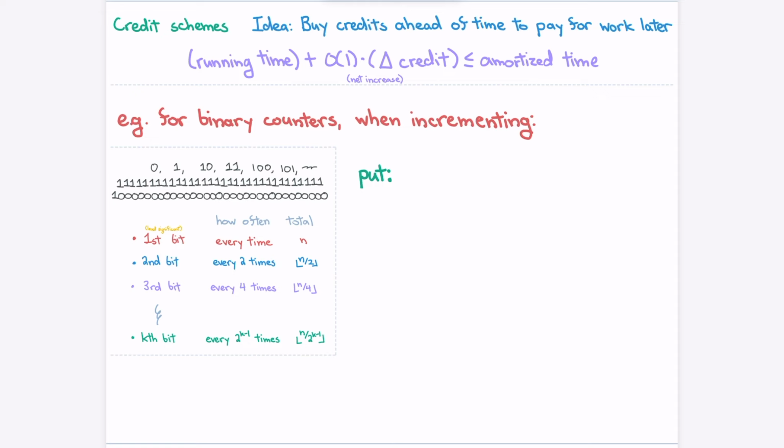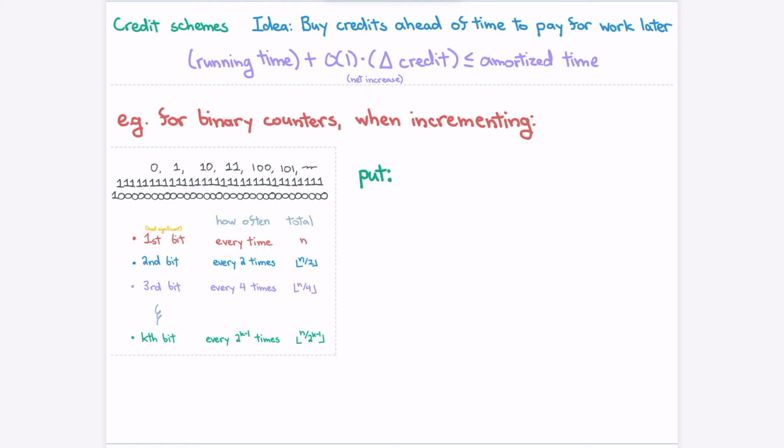So sometimes it's not just a matter of determining how many credits you buy, but finding a nice way to organize them. You can imagine putting them in different accounts, where an account is for a particular operation later, if that makes sense. Maybe it doesn't. So let me just walk through it. Let's say you buy 2 credits for every increment.